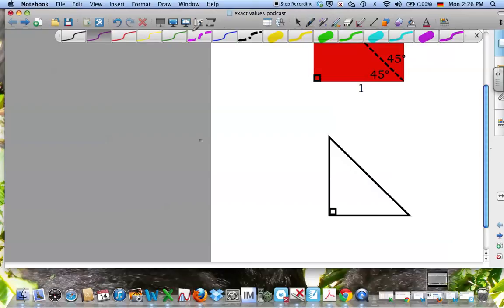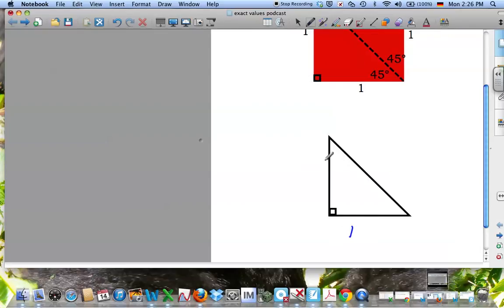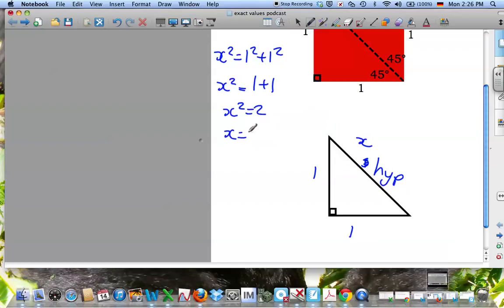So let's label as much as we know. We know that this is 1. We know that this is 1 as well because it comes from the square. If we use Pythagoras, let's already call the hypotenuse x. So using Pythagoras, x squared equals 1 squared plus 1 squared. x squared equals 1 plus 1. x squared equals 2. So x is root 2. So the value of the hypotenuse is root 2. We know the angles, they're both 45. This is an isosceles triangle.